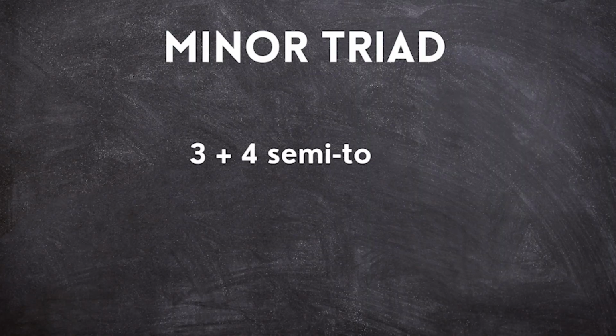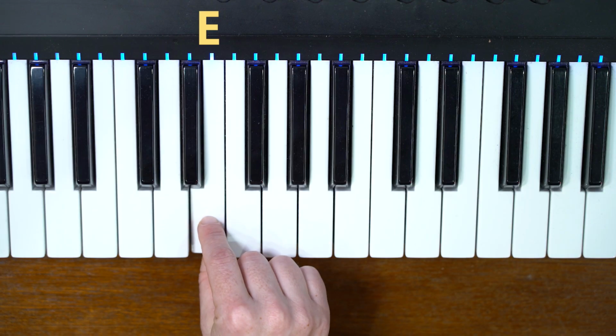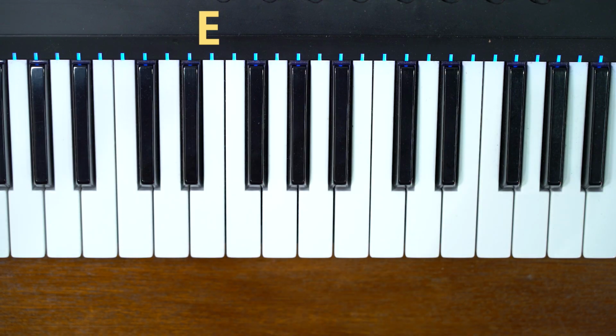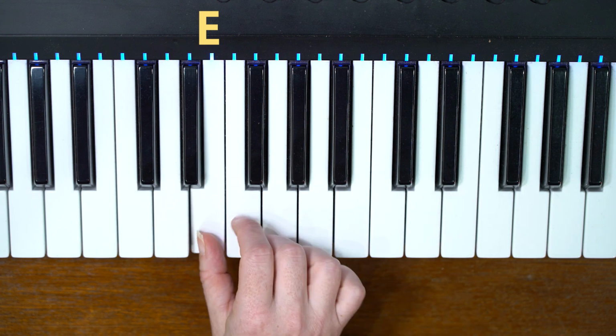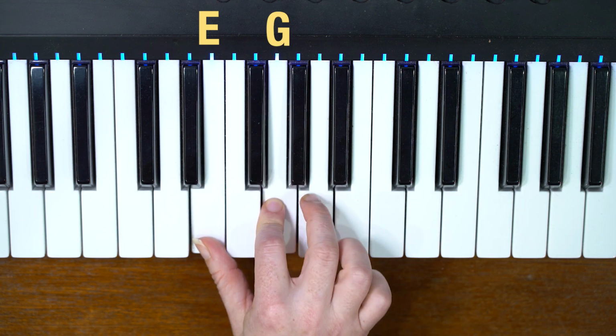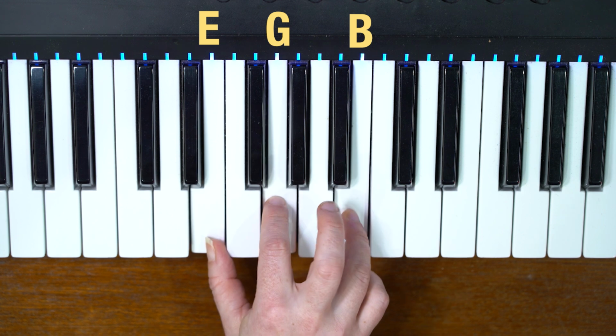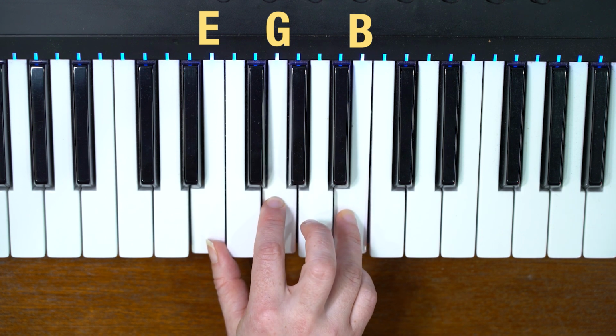Just like the major chord, now that I understand the mathematics that make a minor triad, I can apply that to find any minor chord that I want. So let's find an E minor triad by counting 3 plus 4: 1, 2, 3, 1, 2, 3, 4. That is an E minor triad.